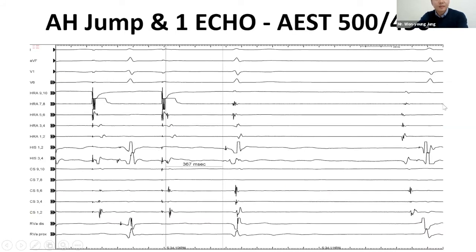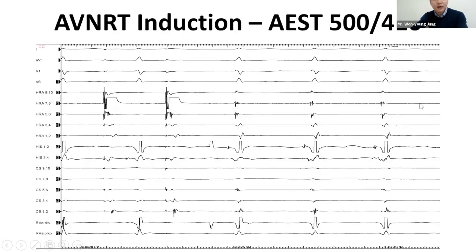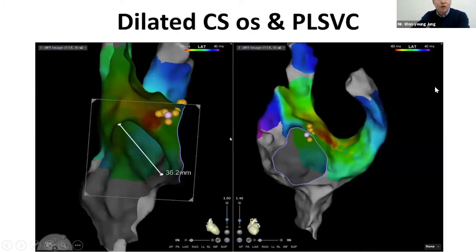Several months later, the patient visited the EP room again, and we checked the dual AV nodal physiology with AH jump, and the tachycardia was induced. We started to set up the 3D mapping system, and 3D showed the giant coronary sinus ostium here, 36 millimeters, and we can see the persistent left SVC here, and we marked the His bundle potential site with a yellow symbol.